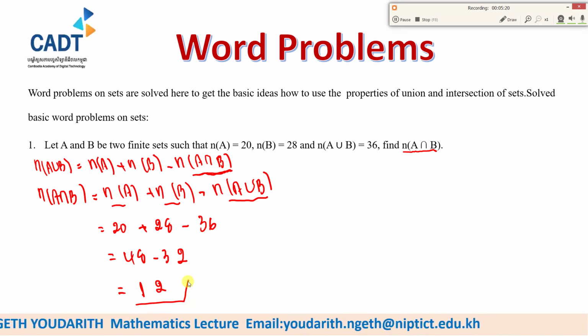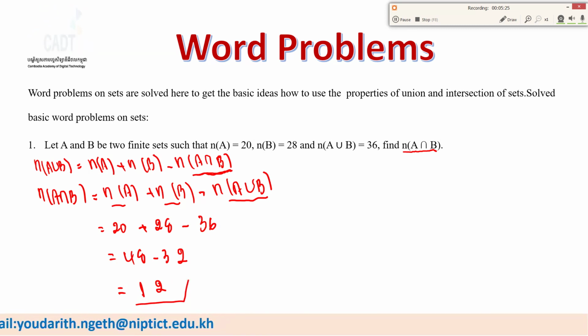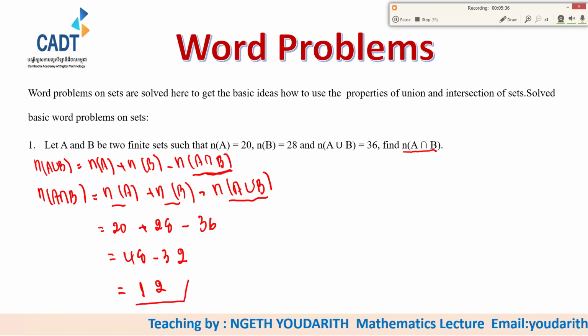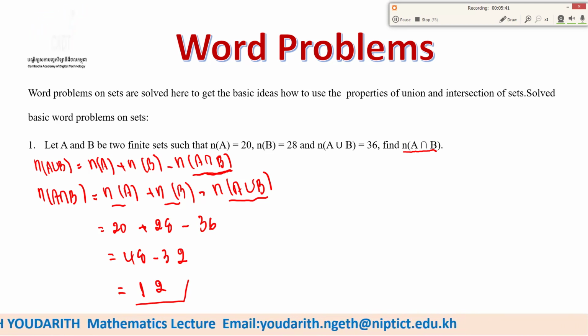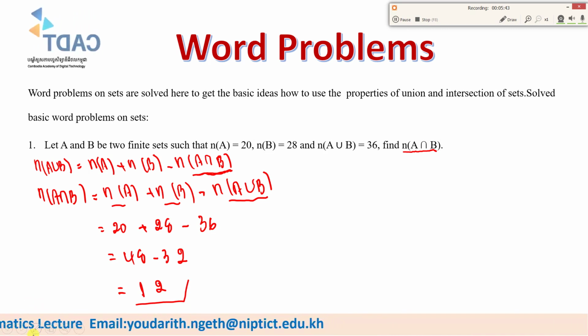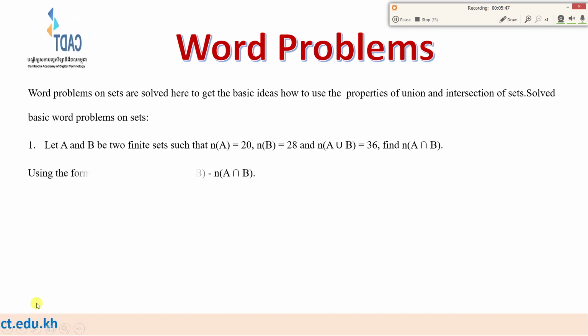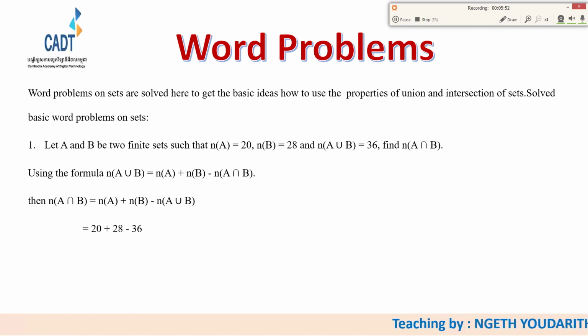So this is our answer for the cardinality of A intersection B. We use this formula and then find it.